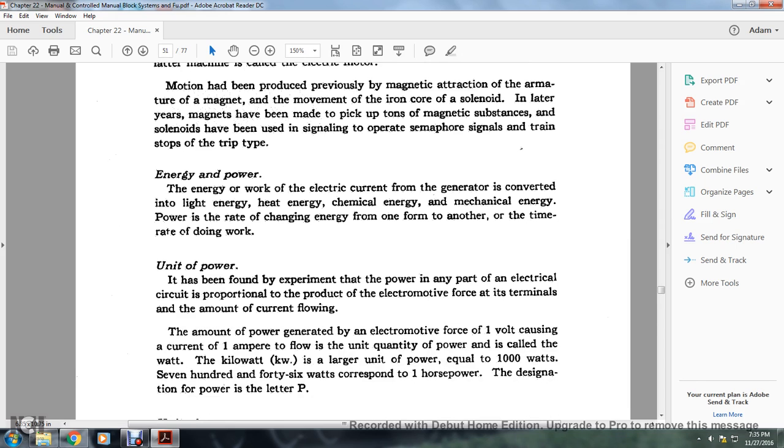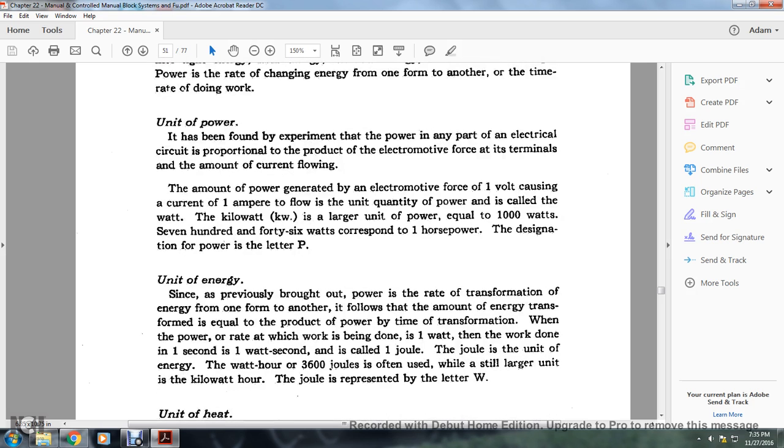Energy and power. The energy of the working electrical current is generated and converted into light energy, heat energy, chemical energy, and mechanical energy. Power is the rate of transferring energy from one form to another, the time rate of doing work.